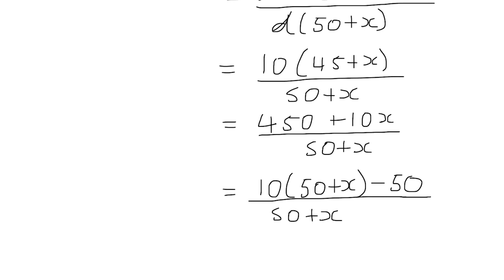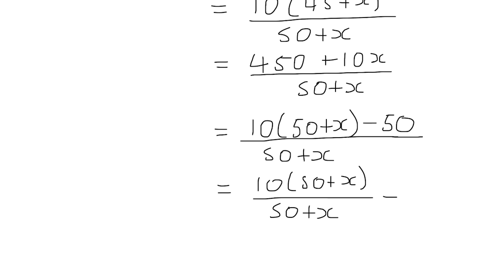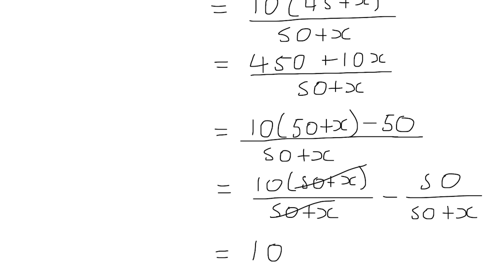Okay, now separating this bracket, I would have 10 into 50 plus x over 50 plus x minus 50 divided by 50 plus x. Okay, so we can see now that that cancels that, and we are left with 10, sorry, 10 minus 50 all over 50 plus x. Okay, now there we go.